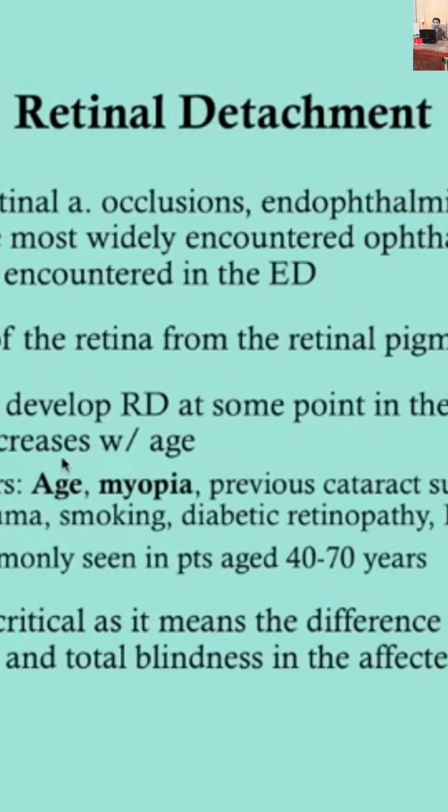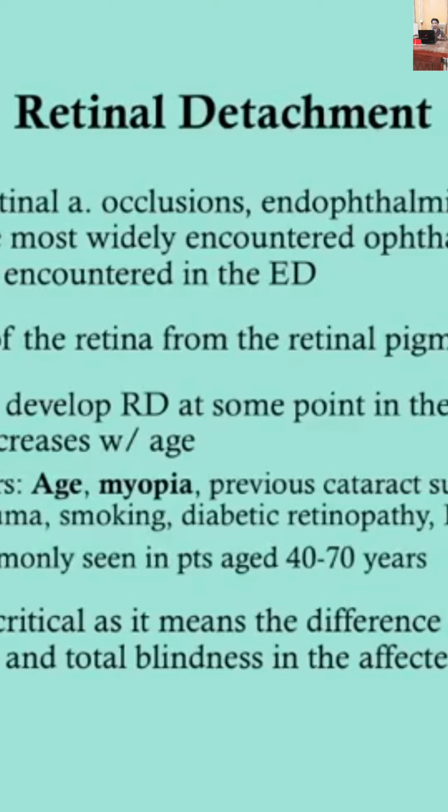About 1 in 300 people will develop retinal detachment at some point in their life, and that incidence will increase with age. So the older the patient is, the more likely they are to have retinal detachment. It's more common in the older age groups.